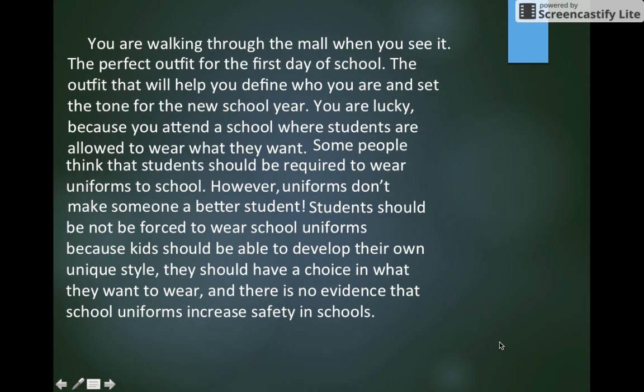Here's an example of an introduction paragraph that has all the components that you need for a good introduction. I'm going to read the paragraph and then we'll label the parts. You're walking through the mall when you see it, the perfect outfit for the first day of school. The outfit that will help you define who you are and set the tone for the new school year. You're lucky because you attend a school where students are allowed to wear what they want.